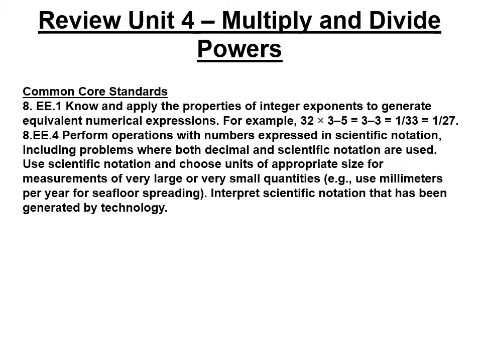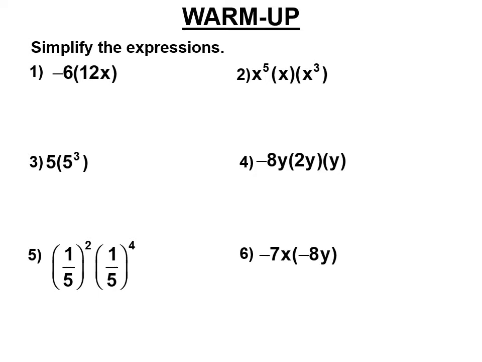Review Unit 4, Multiply and Divide Powers. So negative 6 times 12x is negative 72x. x to the fifth times x cubed is x to the ninth, right? Because there's a 1 that's missing there. You treat that, because we're simplifying, just like x, so it's x to the fourth.